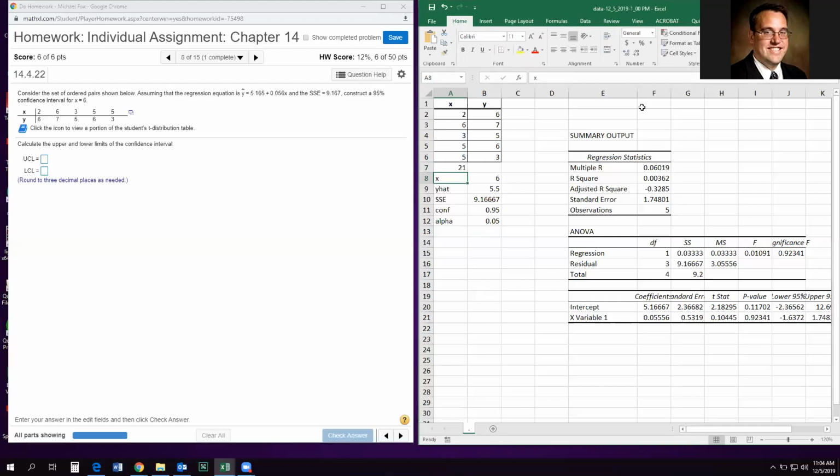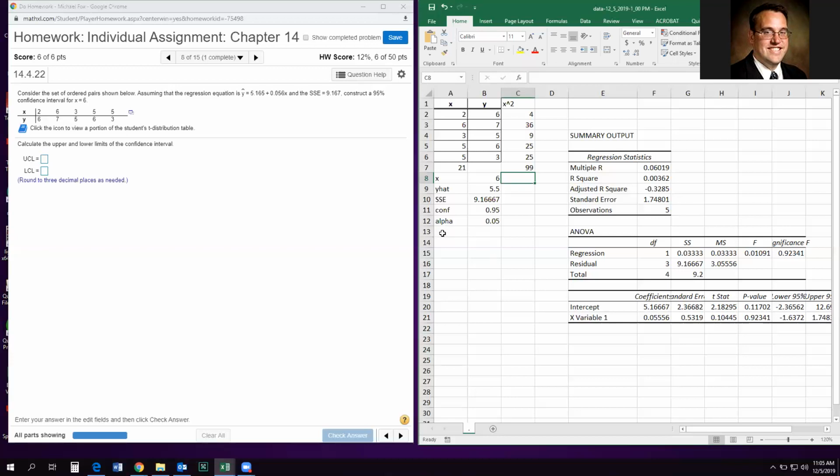So there's my sum of x. Here I can do x squared, which is just going to be each x value squared. And then I'll take a sum of that as well, because I'm going to need those to work out my little factor.